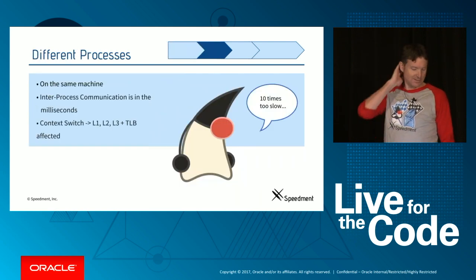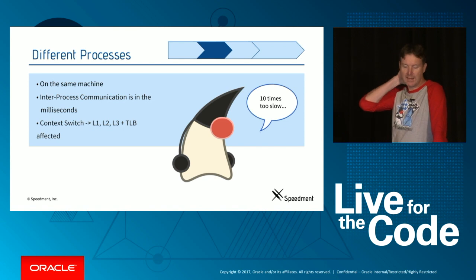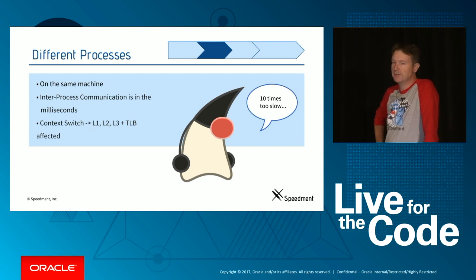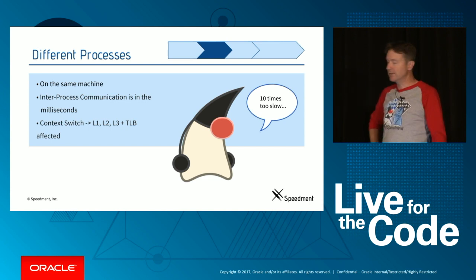So let's check another solution. Maybe we can have our data in another process. But that doesn't work either, because even inter-process communication is in the milliseconds. And if you do a context switch in your machine, you will kind of ruin your caches in your CPU and your TLB. So that will make your application slower and everything slower. So this is in the order of one magnitude too slow.